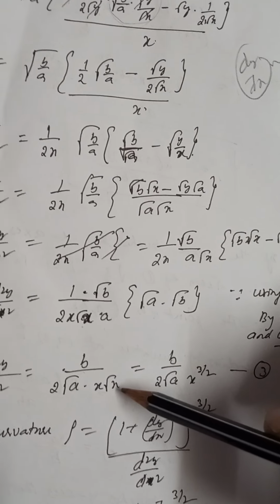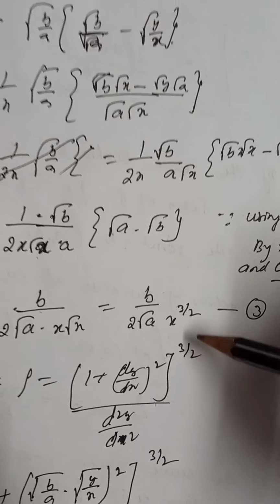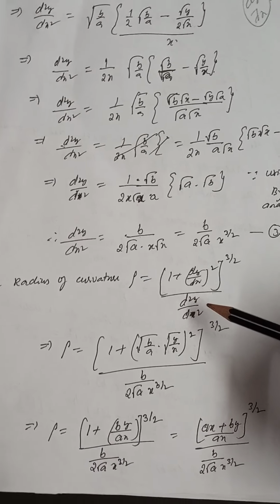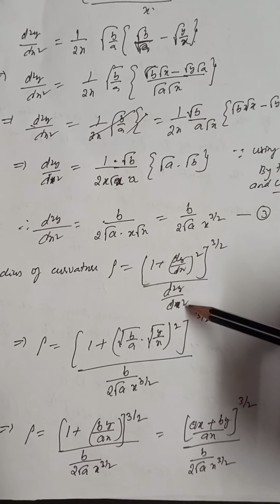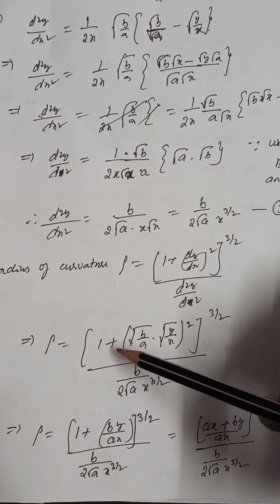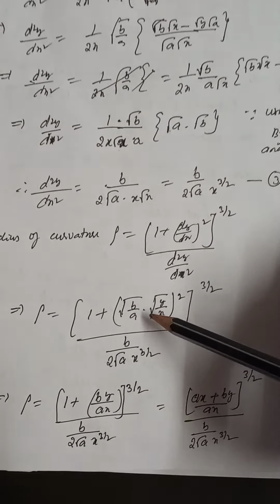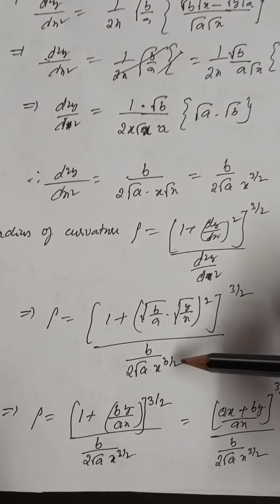X square root of x means what? X to the power of 1 by 2. X to the power of 1 into x to the power of 1 by 2 is x to the power of 1 plus 1 by 2. X to the power of 3 by 2 you will get, right? Now we know that the radius of curvature formula is rho is equal to (1 plus dy by dx whole square) whole to the power of 3 by 2, by d square y by dx square. We know rho is equal to 1 plus the dy by dx value, which you know from equation 2, square root of b by a into square root of y by x, whole square, whole to the power of 3 by 2, divided by the d square y by dx square value, which is this one, right?